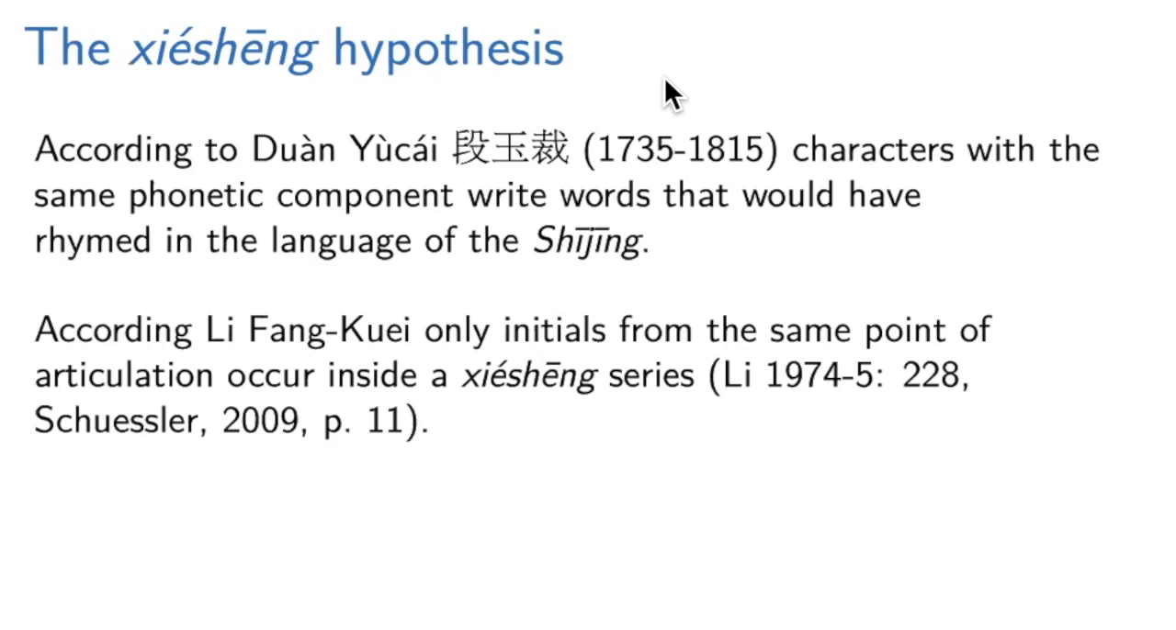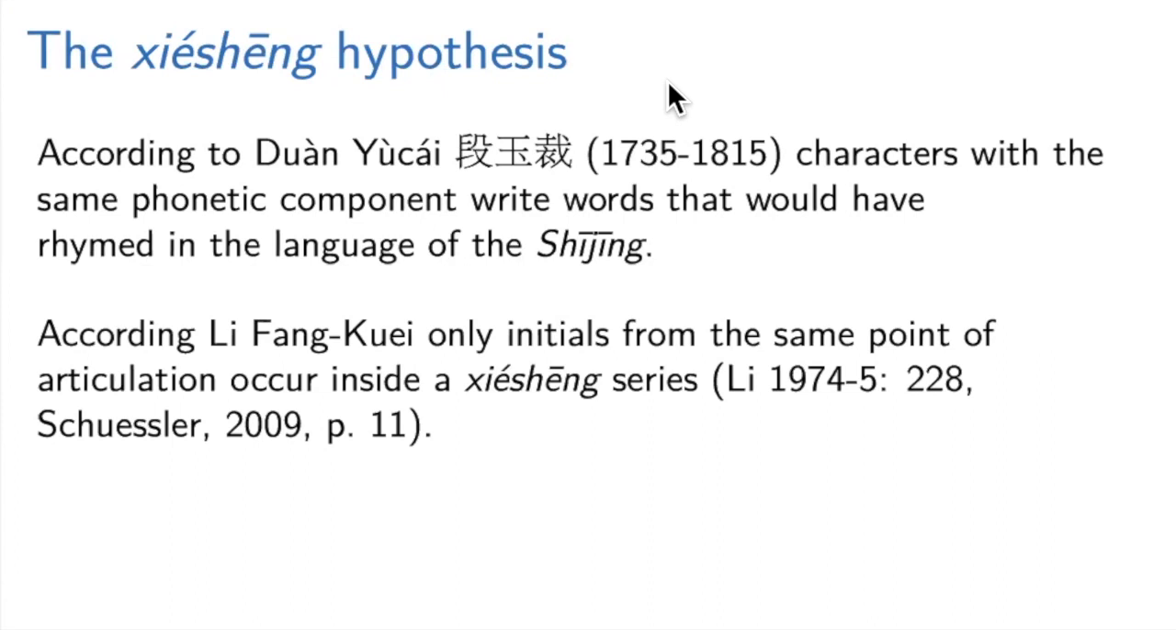So if two characters have the same phonetic, that means they have the same rhyme, and that means they have homoorganic initials. So in a sense, it means that each series, each phonetic, should correspond with one syllable type in Old Chinese. They can have different manners of articulation and different tones, but they should have the same rhyme and the same place of articulation for the initial.